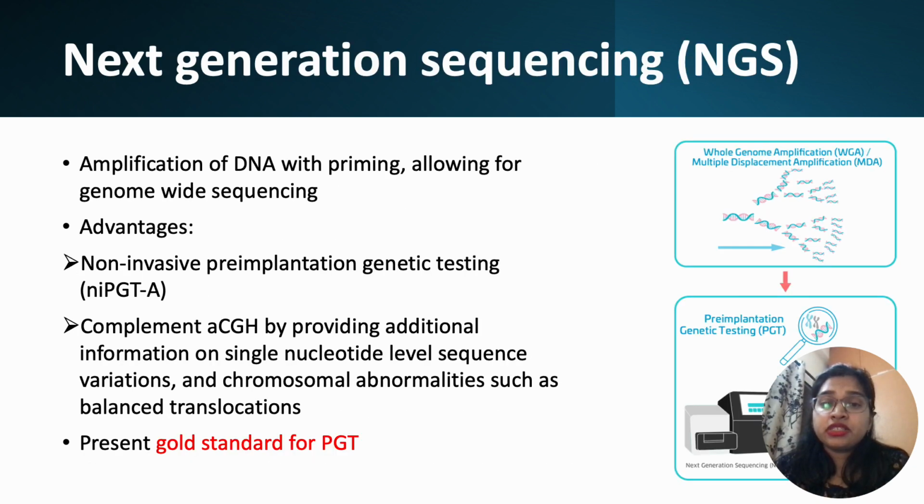Next is next generation sequencing. In that we have to do the whole genome amplification via multiple displacement amplification, and then we can do the sequencing. So amplification of DNA with priming, allowing for genome wide sequencing. Advantages are we can do non-invasive PGT by using NGS. It complements array CGH by providing additional information on SNP level sequence variations and chromosomal abnormalities such as balanced translocations, and it is the present gold standard for PGT.